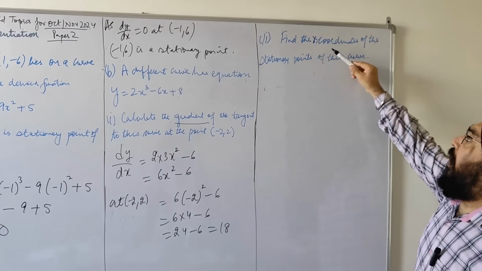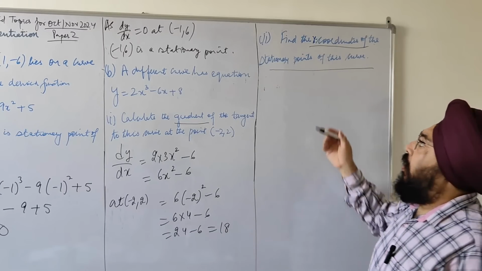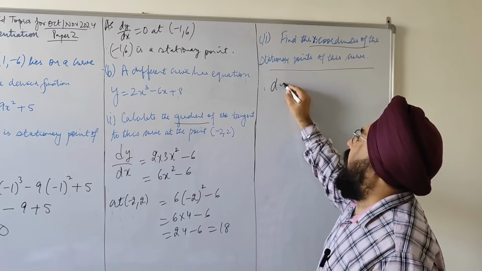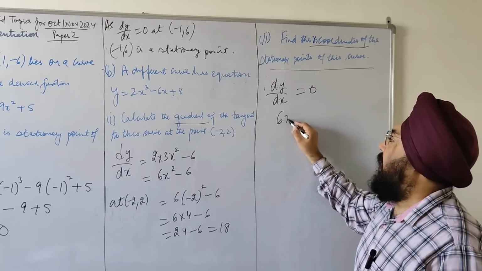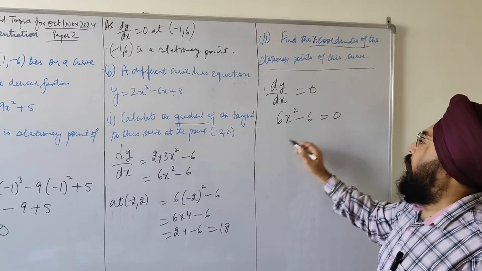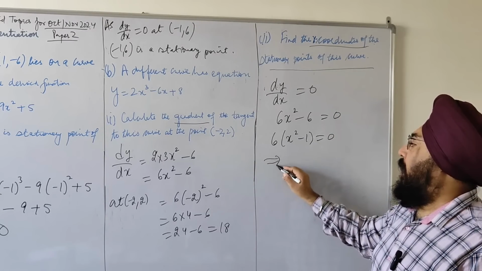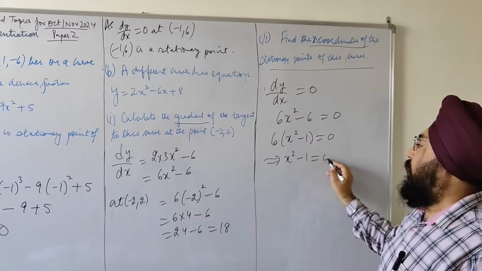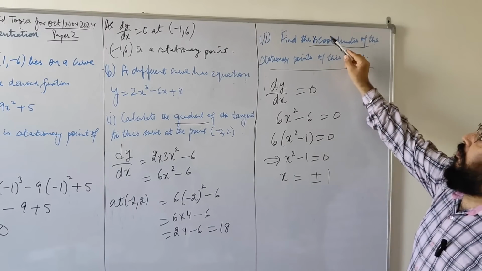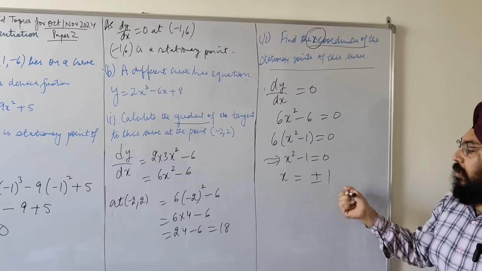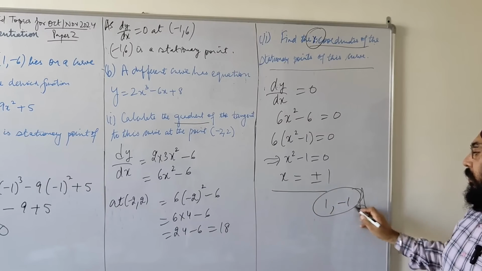Second part, find the x coordinates of the stationary points of the curve. Now for stationary points, we will set dy by dx equal to 0. That is 6x square minus 6 is equal to 0. 6 into x square minus 1 equal to 0. That implies x square minus 1 is equal to 0 and x is equal to plus minus 1. Now we need to find the x coordinates, so our answer will be 1 and minus 1.